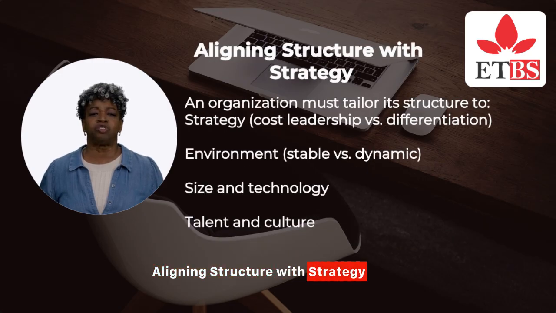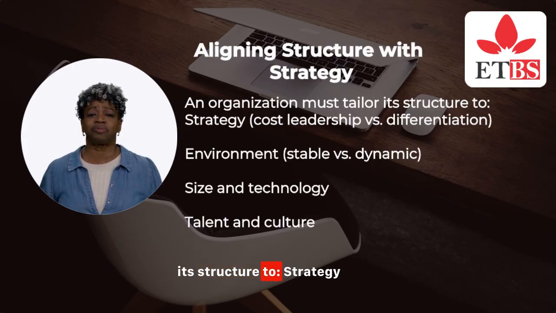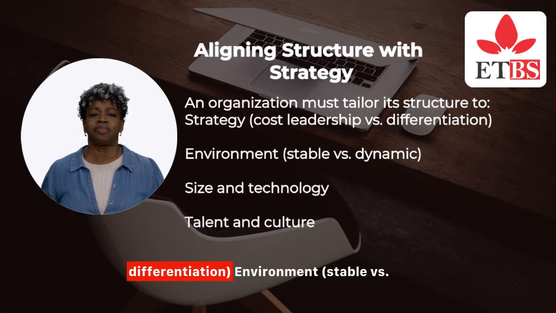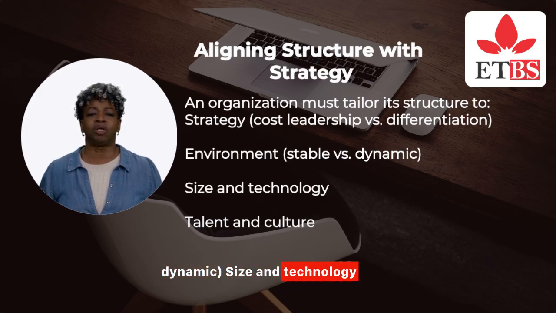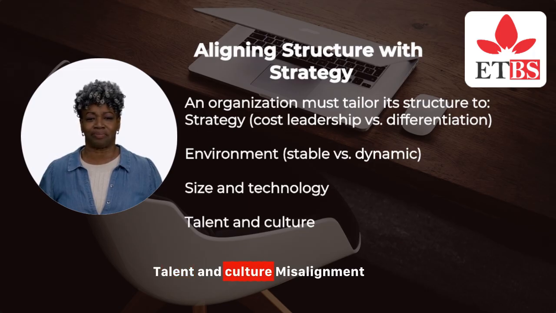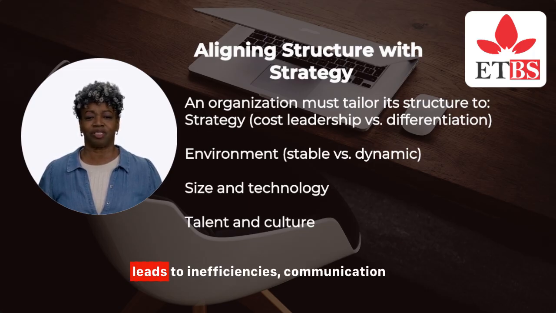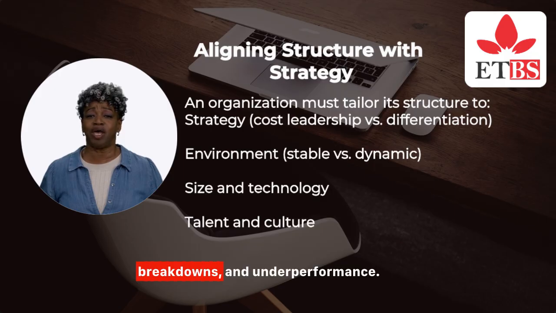Aligning structure with strategy. An organization must tailor its structure to strategy, cost leadership versus differentiation. Environment, stable versus dynamic. Size and technology. Talent and culture. Misalignment leads to inefficiencies, communication breakdowns, and underperformance.